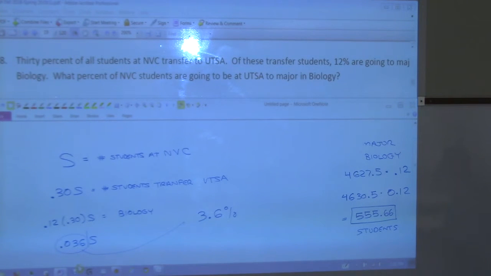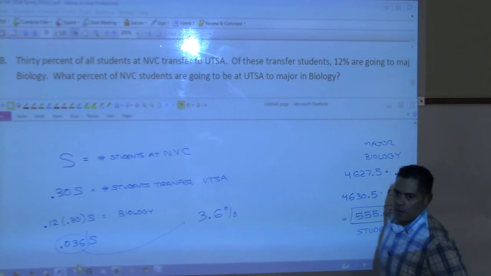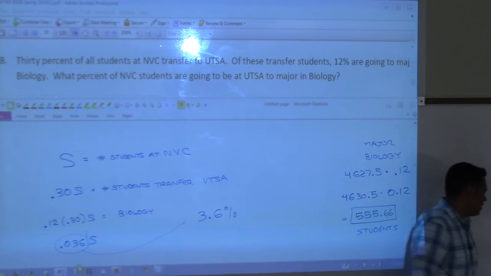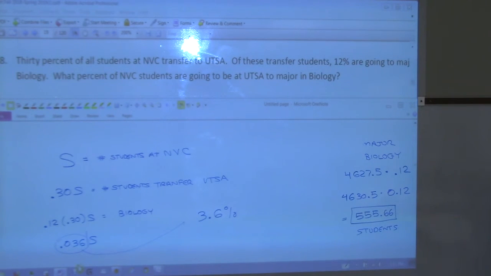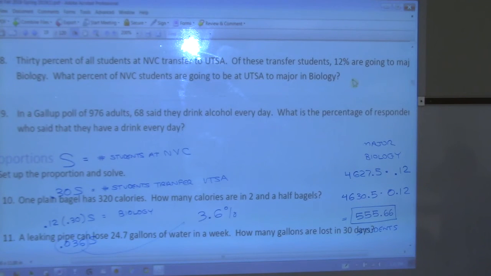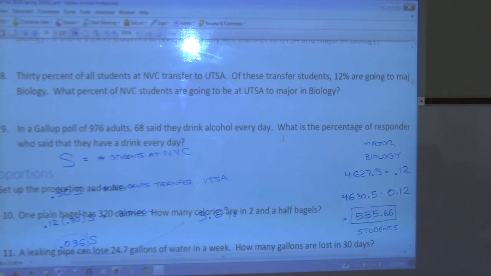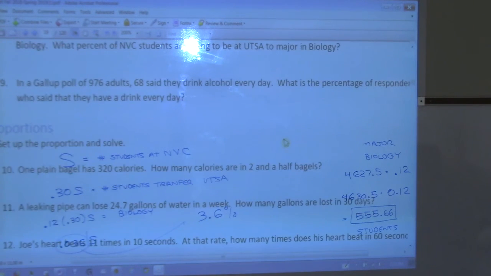Does that make sense? Using that same sort of, yeah, okay, we'll just leave it at that. See what other kind of word problems there are here. Last one. This will be our last one. We'll call it a day.